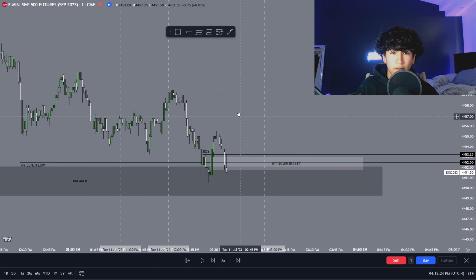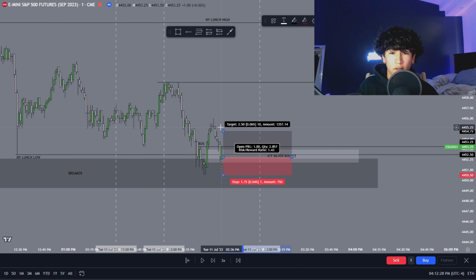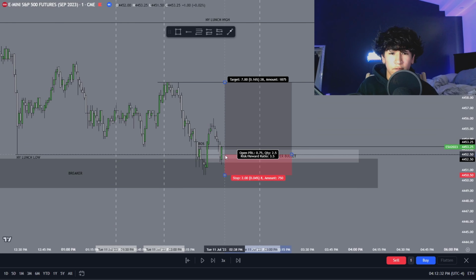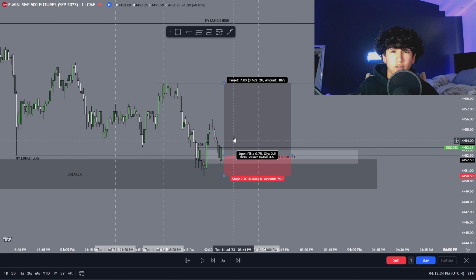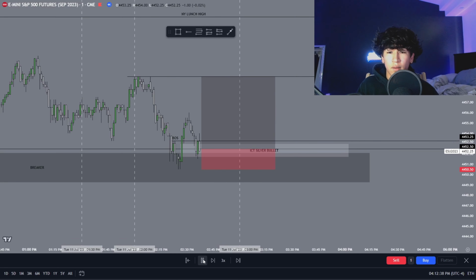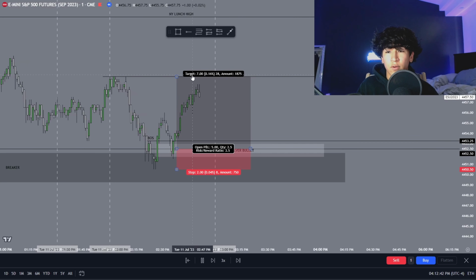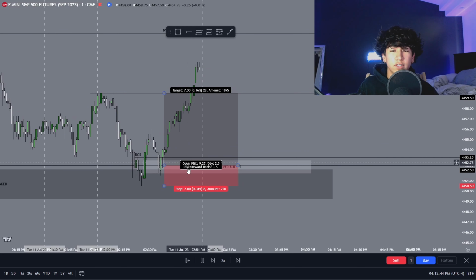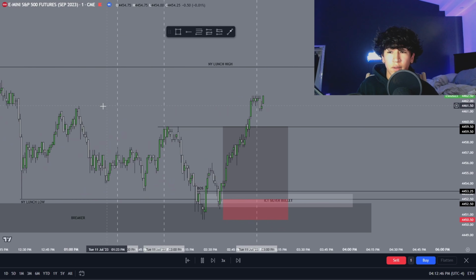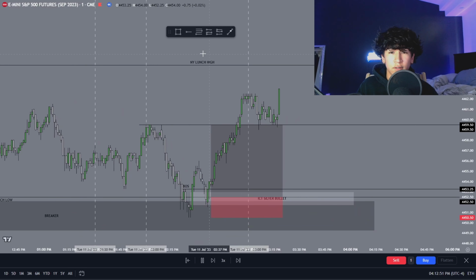Price comes down, fills us in, stop below these lows. I was personally targeting these relative equal highs. I got filled right here, somewhere here. So I was targeting a 3 to 5 risk to reward ratio. Price comes down, sweeps these relative equal highs, but you could have taken a partial here, another partial here, and then your final take profit being this New York high.